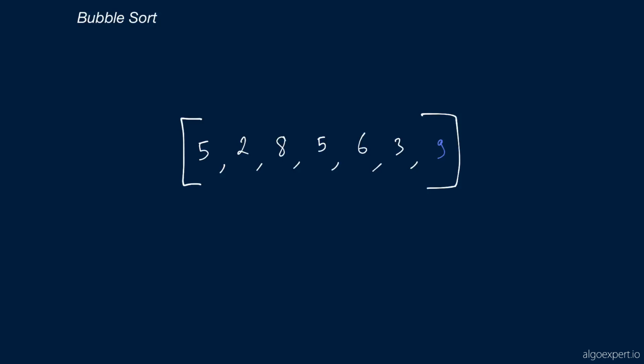Now we ask ourselves, did we do any swaps this iteration? Yeah, we did a bunch of them. So we have to restart at the beginning and loop through the entire array again and perform all of our checks. So we start at 5. Is 5 less than or equal to 2? No, it's not. So we swap 5 and 2. So 2 is going to come here, and 5 is going to come here. Is 5 less than or equal to 8? Yes, it is. So we don't touch these two numbers.